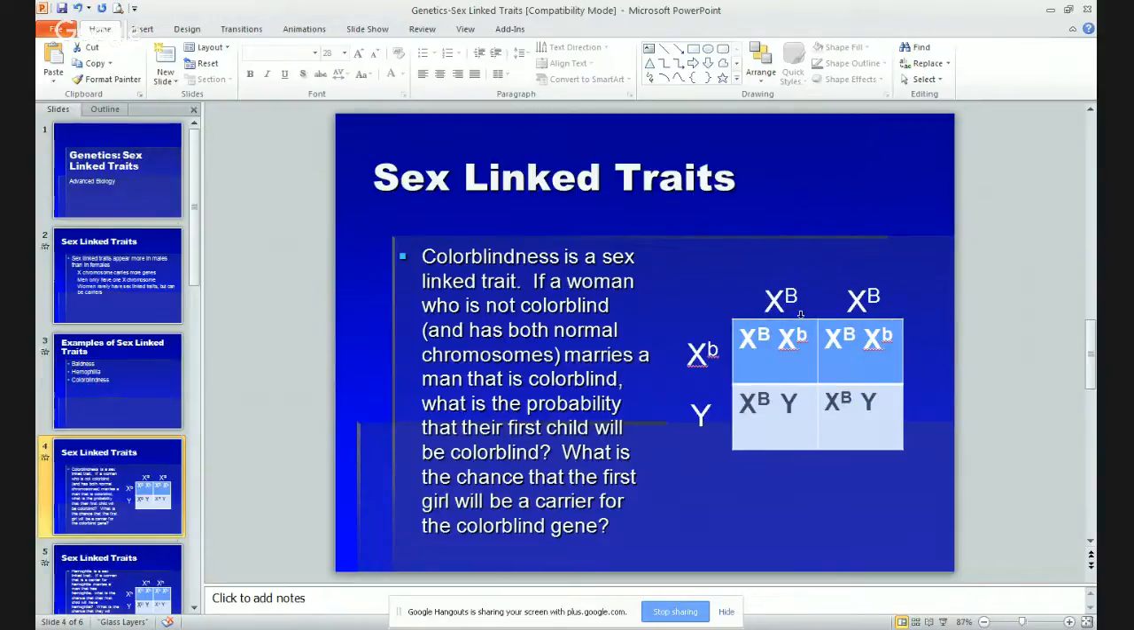So mom, we know, has at least one dominant allele because she's not colorblind. But it says here she's got both normal chromosomes, so that implies that she's not a carrier. She marries a man that is colorblind, so he's going to be an XY, and since he is colorblind, he's going to have that lowercase allele. I went ahead and put B's instead of C's because it's kind of hard to tell the capital C from the lowercase c.